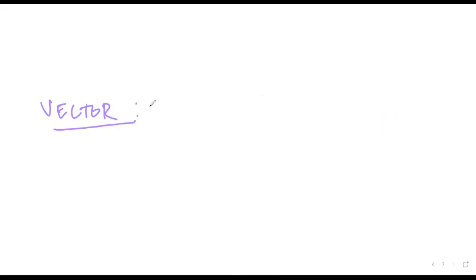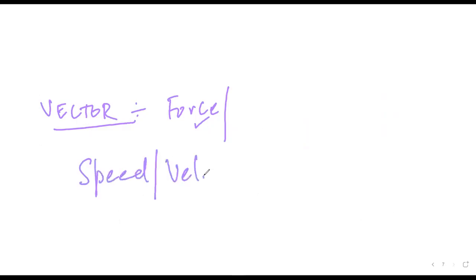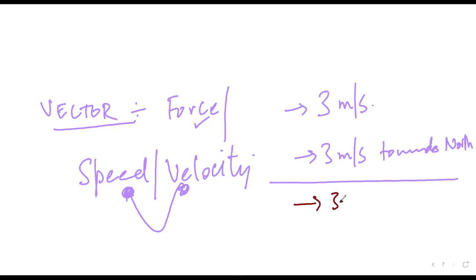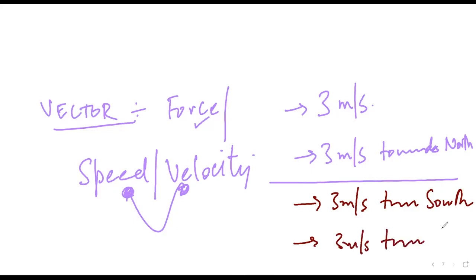Now let us come to vectors, and I think you'll understand my problem now. The first quantity that we have understood very easily is force. Any doubt about force? No, sir. Now there are two things that you will need to understand. Let us take a simple example: speed and velocity. Now I'll write two things. 3 meter per second. 3 meter per second towards north. I'll write 3 meter per second towards south. I'll write 3 meter per second towards east.